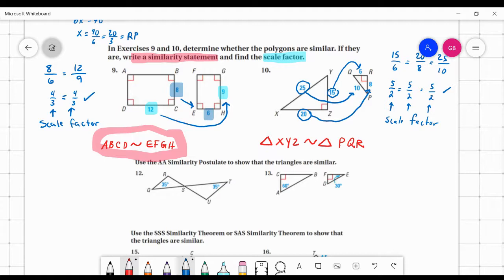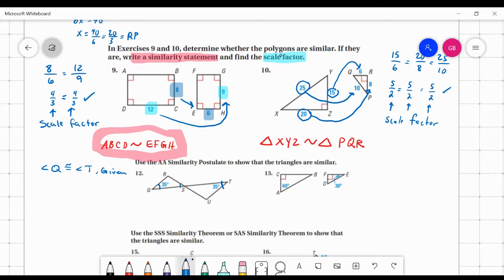Use the angle-angle similarity postulate to show that the triangles are similar. Okay, so for this part, as long as we could show that two corresponding angles are similar, then automatically the triangles are similar. Okay. So here, one of them is given. Angle Q is congruent to angle T. That's given.